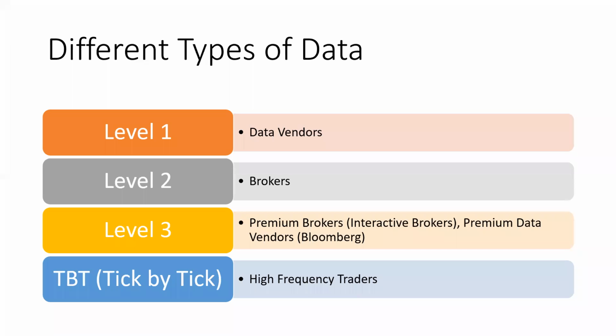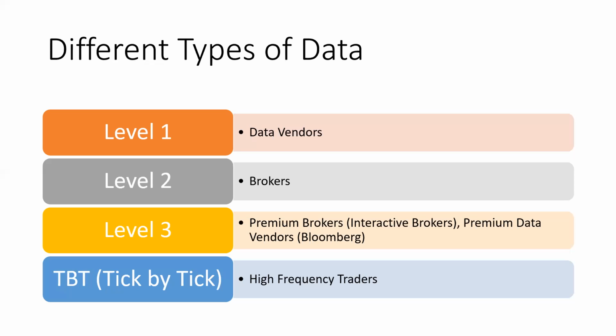Level 1 data is mostly used by data vendors. Most website providers also provide level 1 data only. Level 2 data is generally provided by the brokers. Level 3 data is used by some of the premium brokers and some of the biggest algo trading firms as well. And tick by tick data, or TBT data, is generally used by high frequency traders.